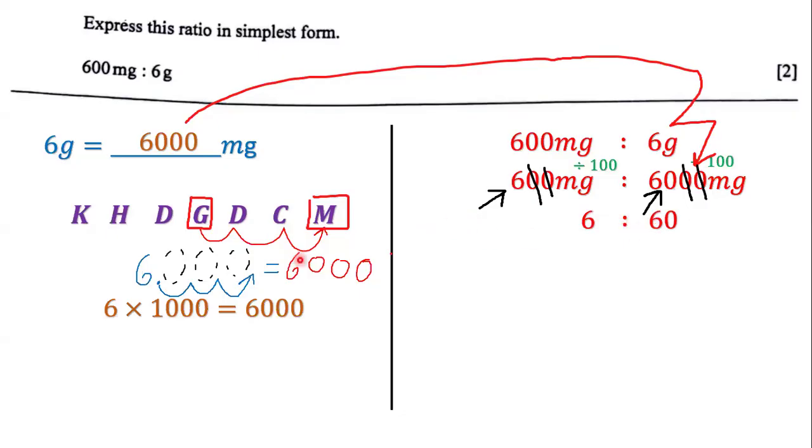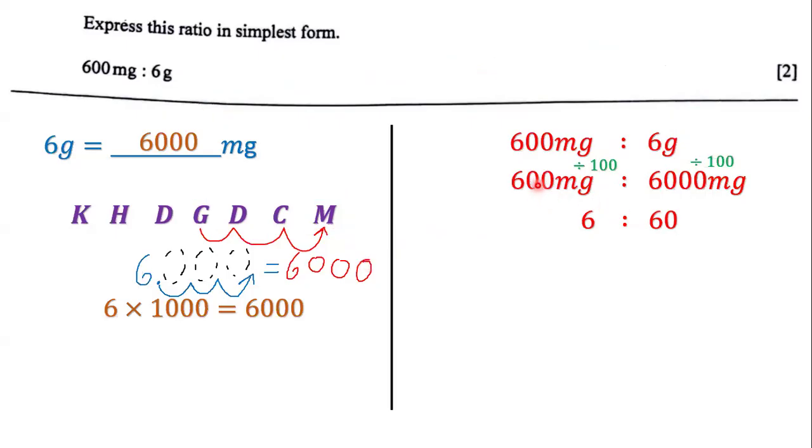And how do we do that? We cancel the zeros by dividing both sides by 100. So again, 600 divided by 100 gives us 6, and 6,000 divided by 100 gives us 60. So right now I have 6 to 60.